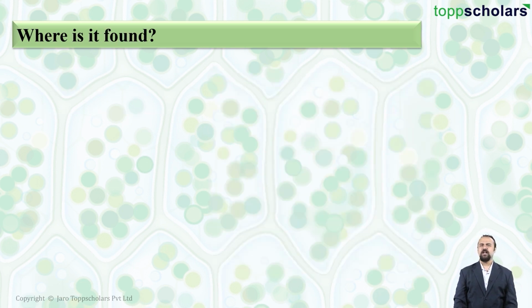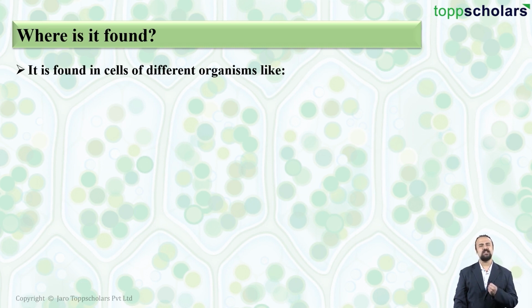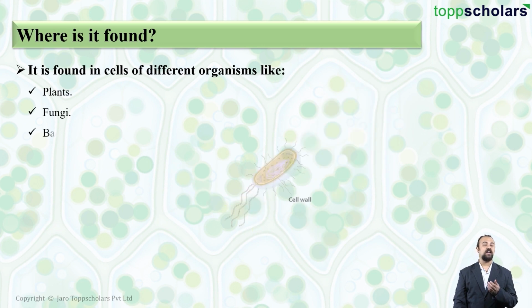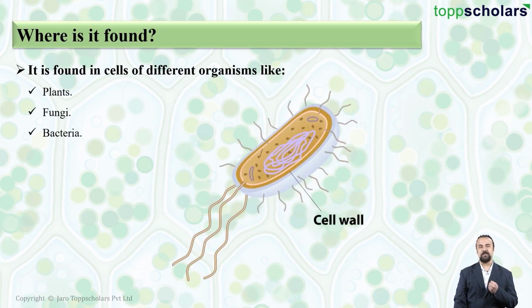Moving on, students, where is the cell wall found? It is found in organisms like plants, fungi, and even in bacteria. Okay, students? So, the cell wall is not found in animal cells, only in plants, fungi, and bacteria.